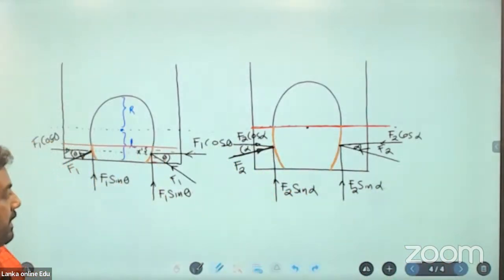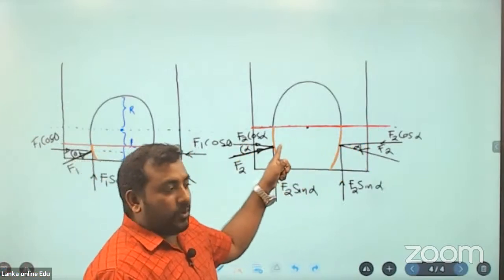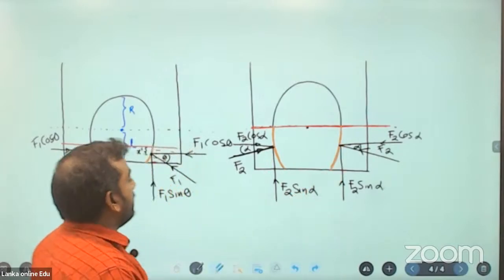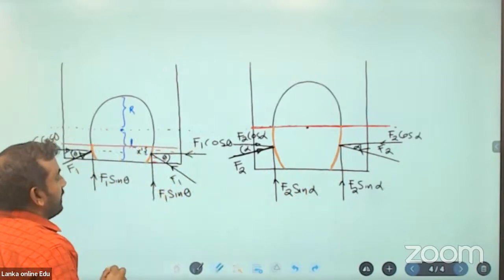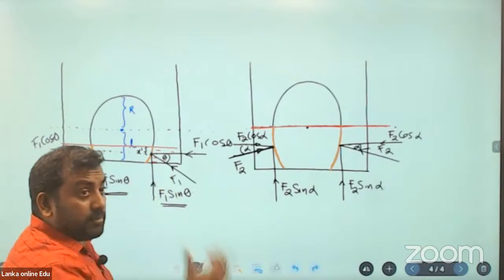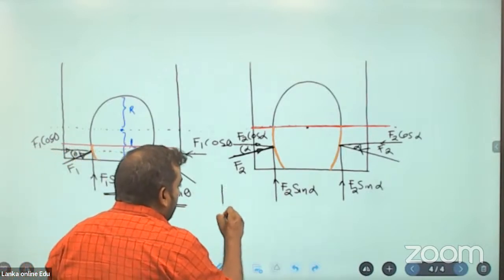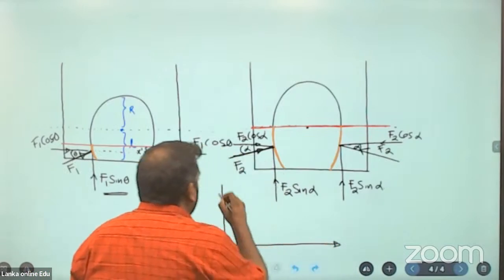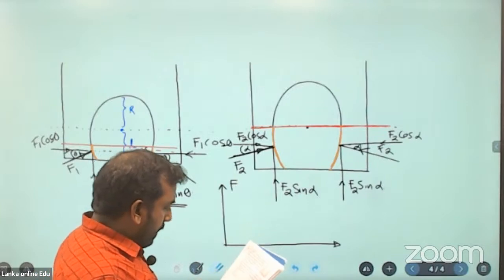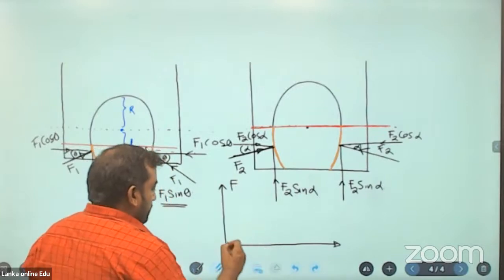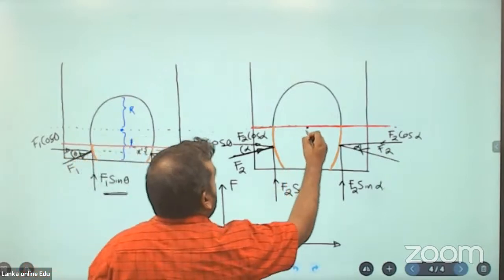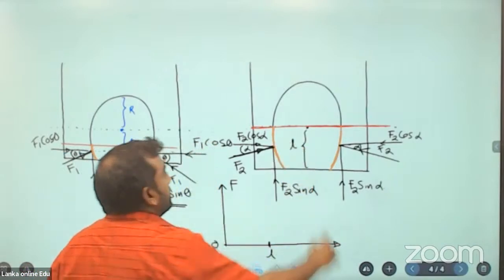What can you say here? Again, F2 cos alpha will cancel off. F2 sin alpha will be acting upward. So from here to here, you can see your resultant force is gradually increasing, but it's not a linear curve. If they are asking you the variation of the upward force F with length, from 0 to L, how is the variation?